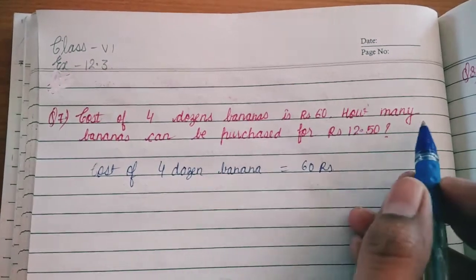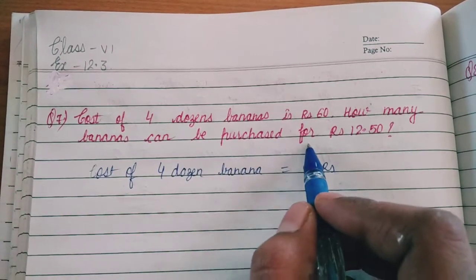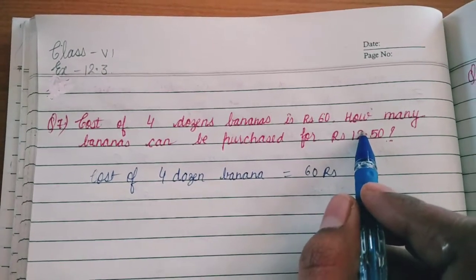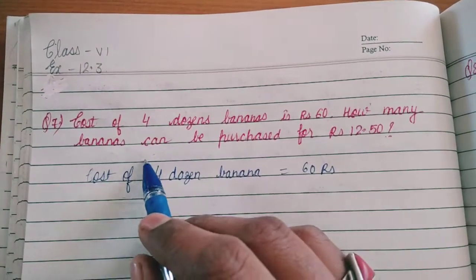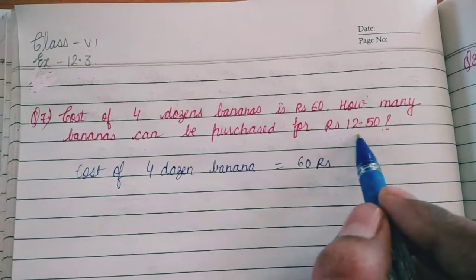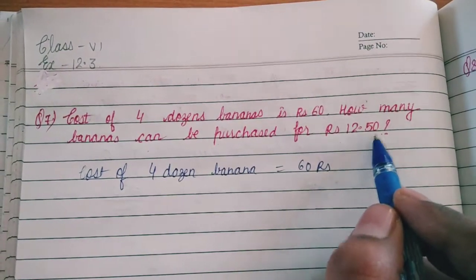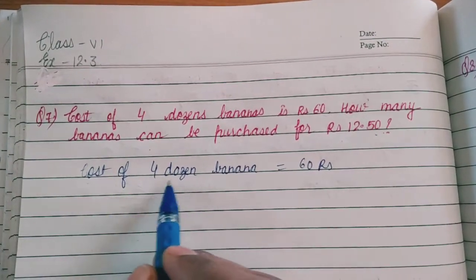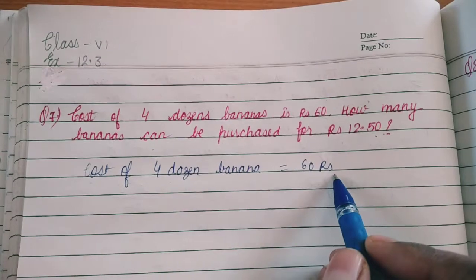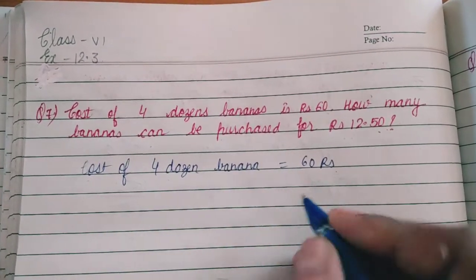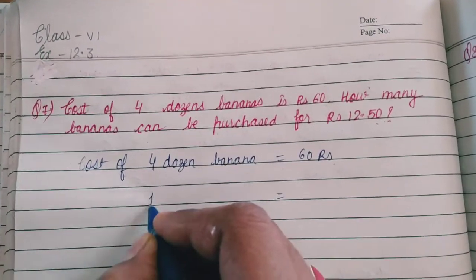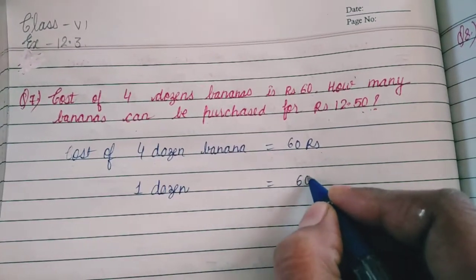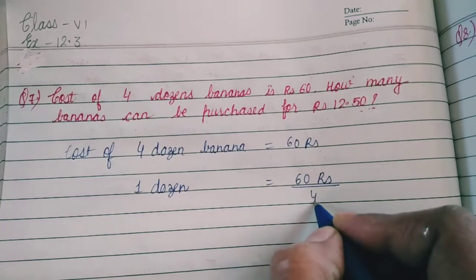Now the question is how many bananas can be purchased for rupees 12.50. We need to find the number of bananas that can be purchased for rupees 12.50. We have the cost of 4 dozen bananas is rupees 60. So from this line we can take the cost of 1 dozen bananas when we divide 60 rupees by 4.